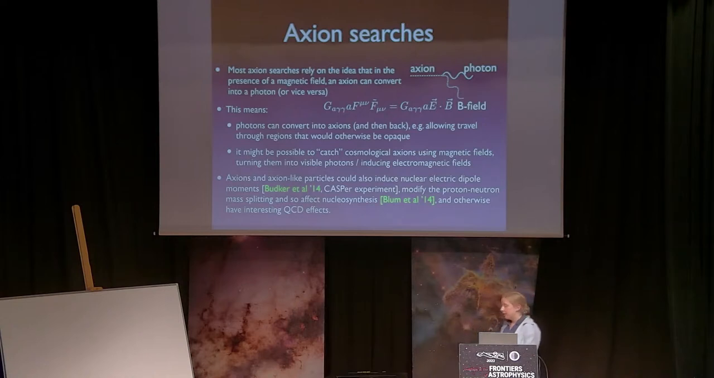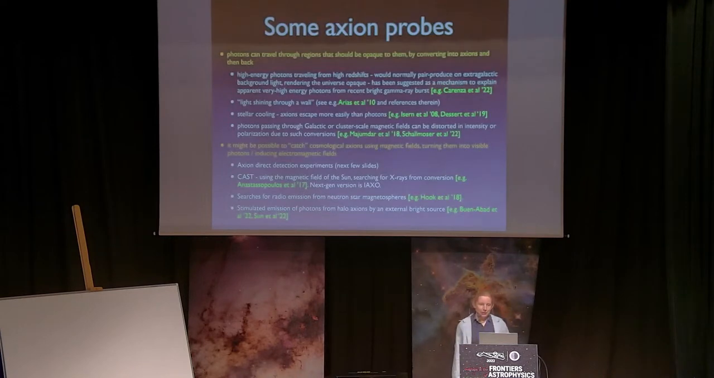It also means that if there are dark matter axions out there, in the presence of a magnetic field, they could turn into photons, which we could see. So most searches rely on this mechanism one way or another. There are some searches that don't. Axions and axion-like particles could also induce nuclear electric dipole moments, they can do things like modify the proton-neutron mass splitting, which could have interesting consequences in nucleosynthesis, although for the default QCD axion, the effect on nucleosynthesis is too small to be observed. But most searches rely on the putative coupling to photons.